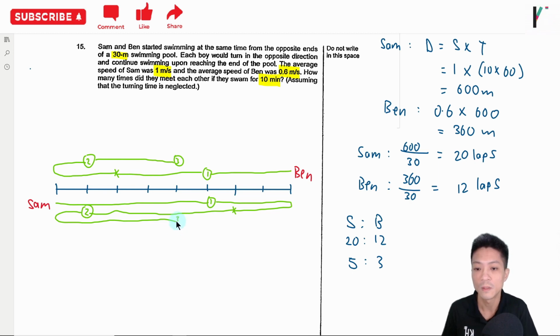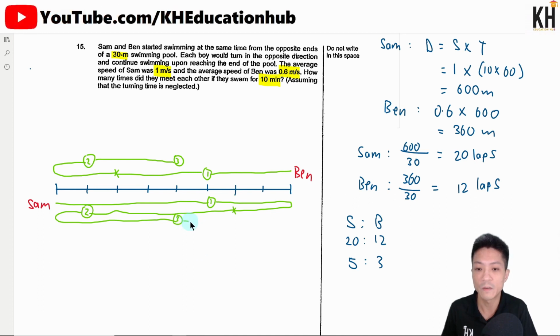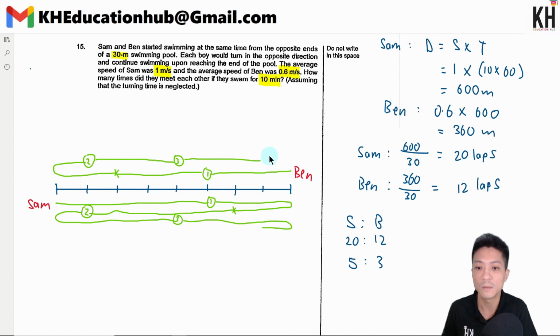3 and 3. Okay, so Sam will go on for another 5. 1, 2, 3, 4, 5. 1, 2, 3. This is the fourth spot where they meet each other.